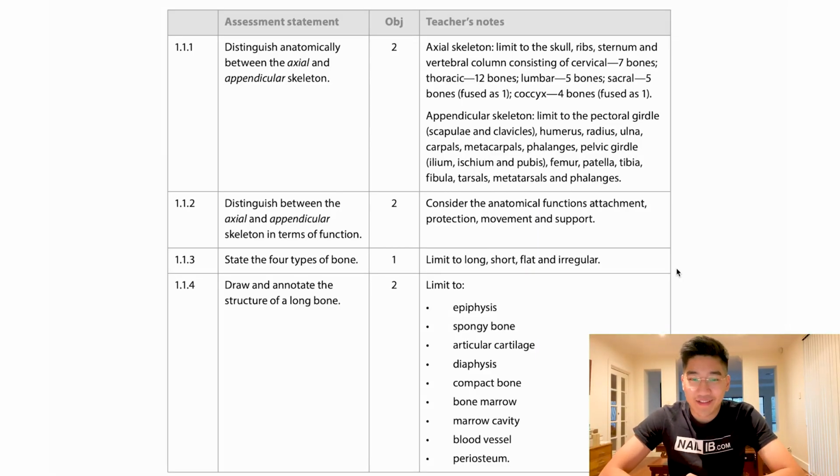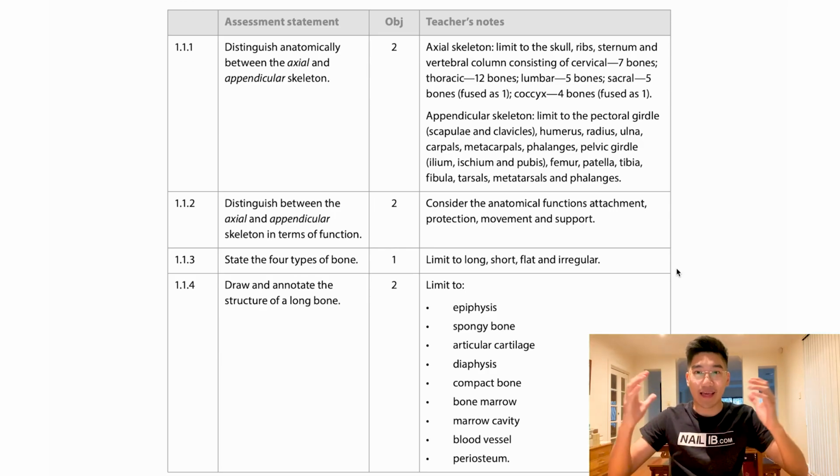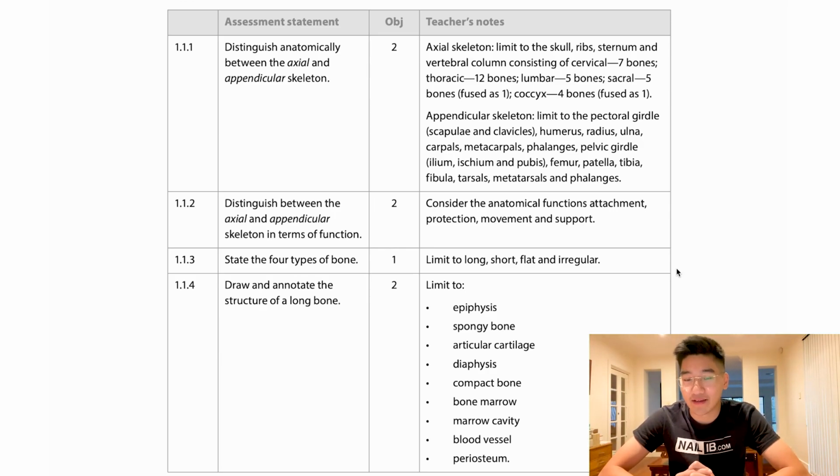Welcome back everybody to this video on a further extension of our understanding of the skeletal system. In this module, we're going to be looking at learning objective 1.1.2, and this is to distinguish between the axial skeleton and the appendicular skeleton in terms of function.